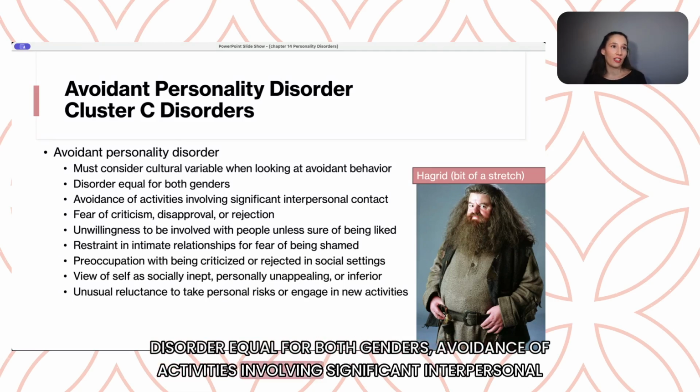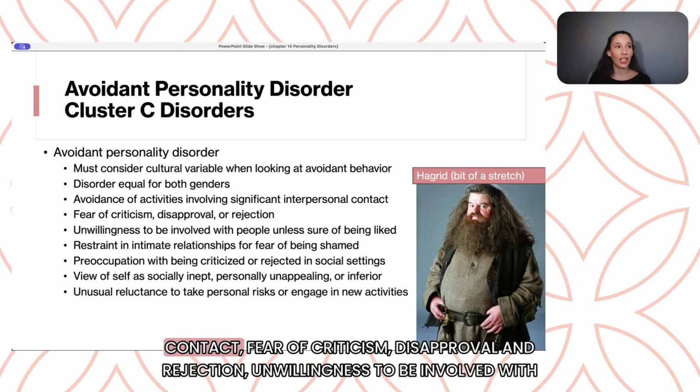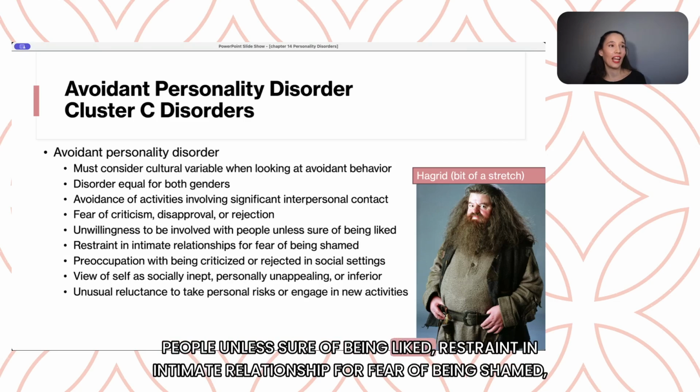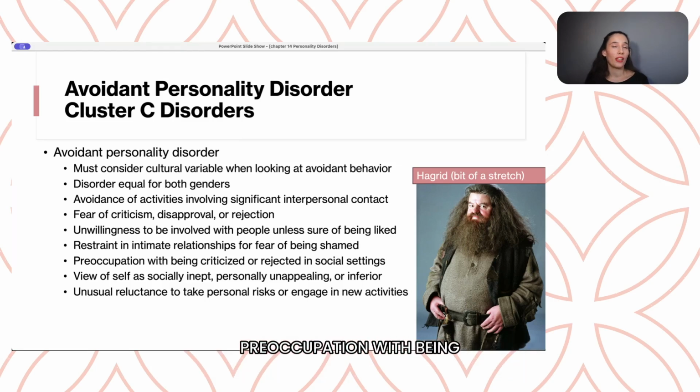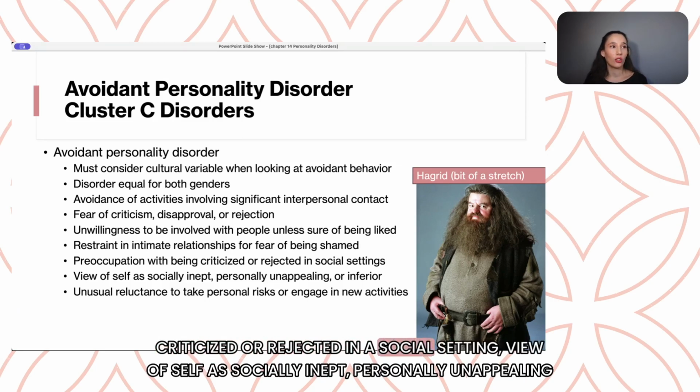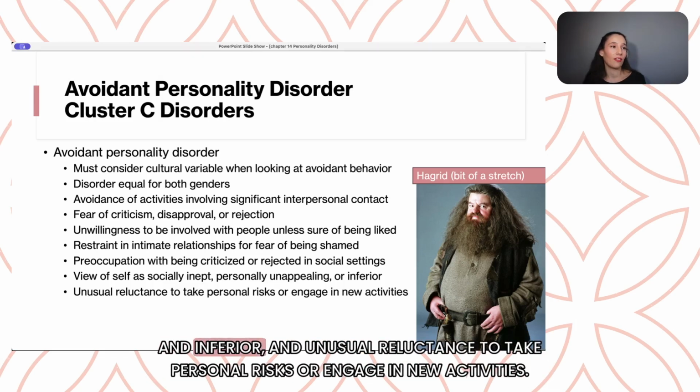genders. Avoidance of activities involving significant interpersonal contact, fear of criticism, disapproval and rejection, unwillingness to be involved with people unless sure of being liked, restraint in intimate relationships for fear of being shamed, preoccupation with being criticized or rejected in a social setting, view of self as socially inept, personally unappealing and inferior, an unusual reluctance to take personal risks or engage in new activities.